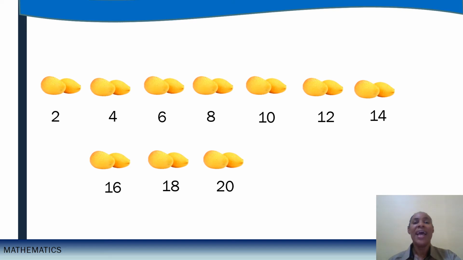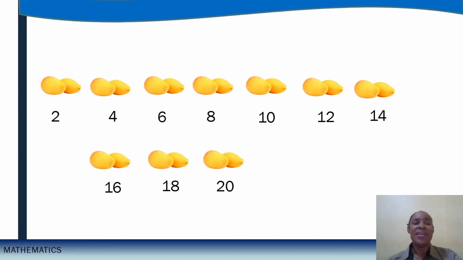Kathy counted 20 mangoes. Boys and girls, I want you to look at the way Kathy counted her mangoes and tell me if you notice a pattern with the way she counted the mangoes. Excellent, boys and girls. If you said Kathy counted by 2 or she added 2 each time, you are correct.